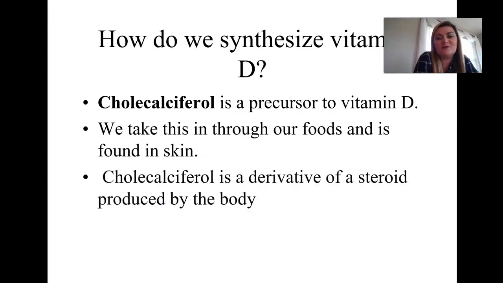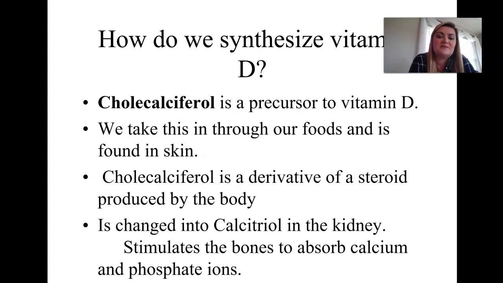So cholecalciferol is going to be a derivative of a steroid produced by the body. And remember, steroids are going to be sterols or cholesterols that are produced within the smooth endoplasmic reticulum. So it's changed into calcitriol when it reaches the kidney. So it's going to go through the liver, then hit the kidney. The kidney's going to change it to calcitriol.